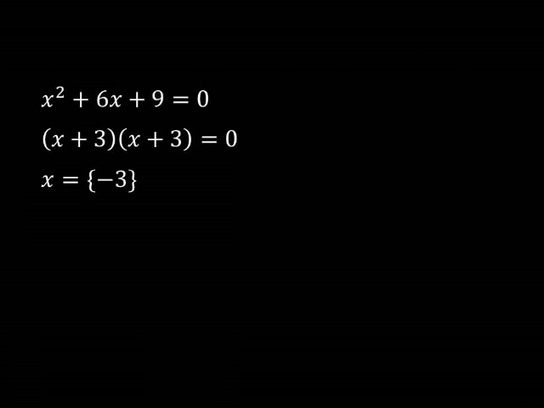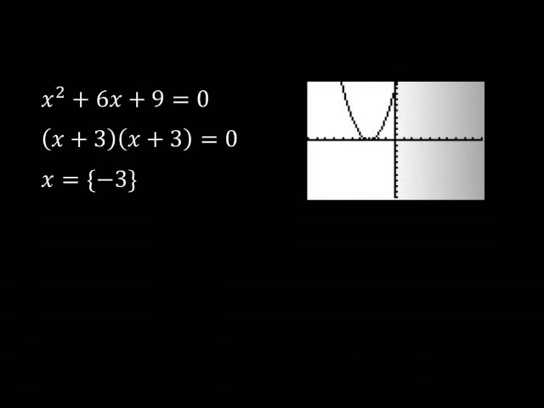Unlike the last 2 examples, some quadratic equations only have one solution. These can be factored into 2 identical terms. For example, x squared plus 6x plus 9 equals 0 factors into (x plus 3) times (x plus 3) equals 0 and gives the single solution x equals negative 3. The graph of a quadratic equation with just one solution crosses the x-axis at a single point. In this example, the graph of x squared plus 6x plus 9 barely intersects the x-axis here at x equals negative 3.